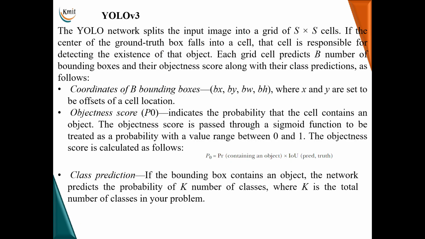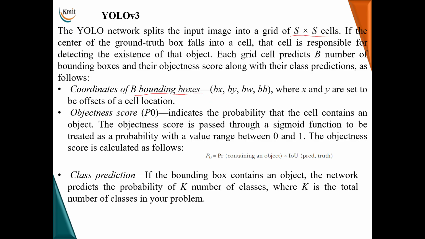The YOLO network splits the input image into S by S cells. If the center of the ground truth bounding box falls into a cell, that cell is responsible for detecting the existence of that object. Each grid cell predicts a number of bounding boxes and their objectness score along with their class predictions as follows. So these are the outputs for each box.